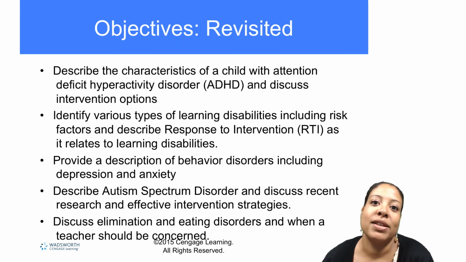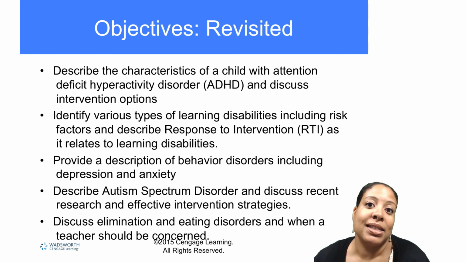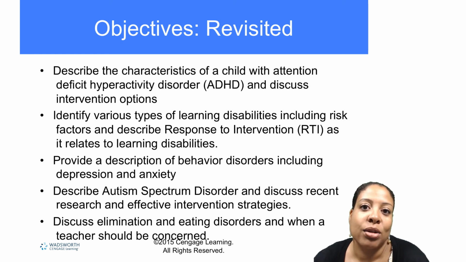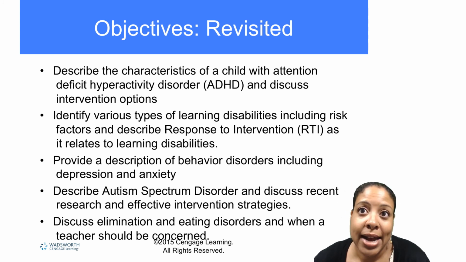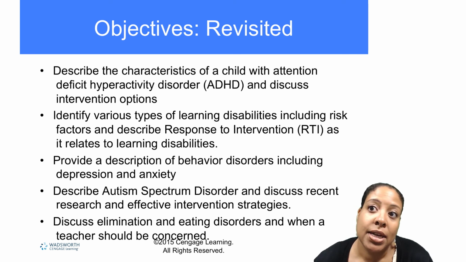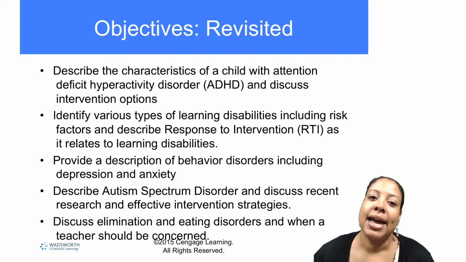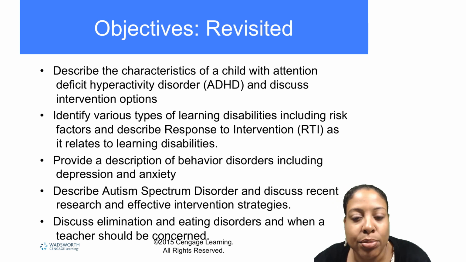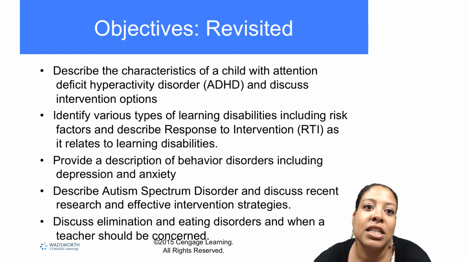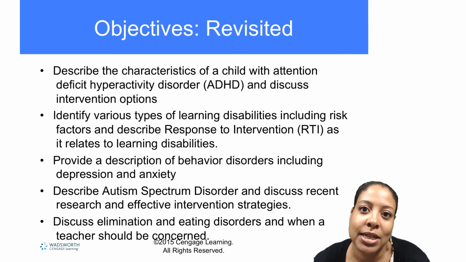So let's go back and revisit our objectives and see what new information you've learned that you can add to your prior knowledge. First, describe the characteristics of a child with attention hyperactivity disorder and discuss intervention options. Next, identify various types of learning disabilities, including risk factors, and describe RTI as it relates to learning disabilities. Then, provide a description of behavior disorders, including depression and anxiety. Next, describe autism spectrum disorder and discuss recent research and effective intervention strategies. And finally, discuss elimination and eating disorders and when a teacher should be concerned.